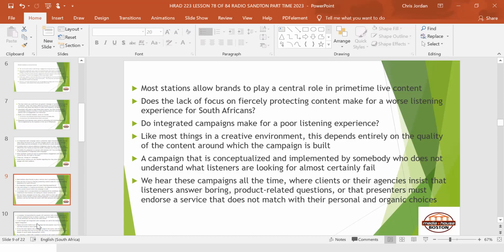And like most things in creative environments, this depends entirely on the quality of the content around which the campaign is built. Again, the whole sound factor, but also that cheap thing. I mean, even down to the design, man. Even if you're doing, like I've seen this, and it's... I'm kind of pausing and stumbling because I'm busy rubbing my forehead.